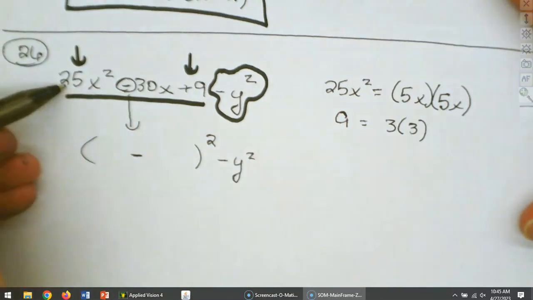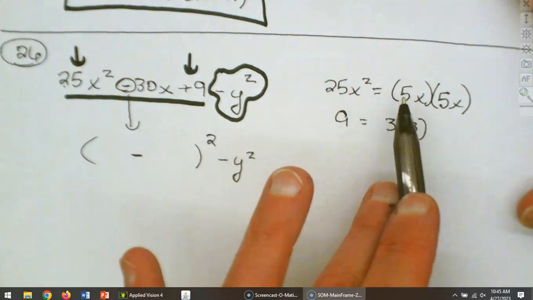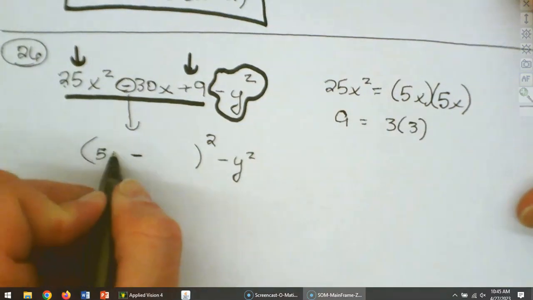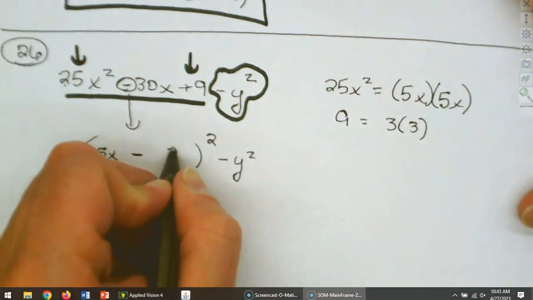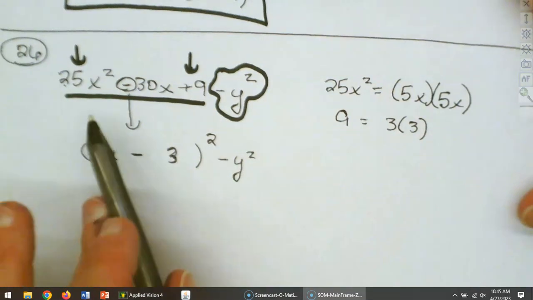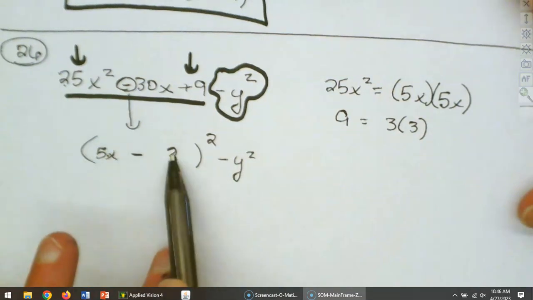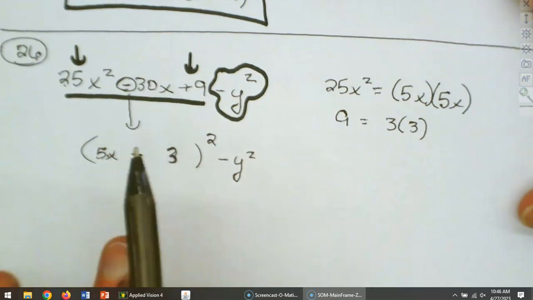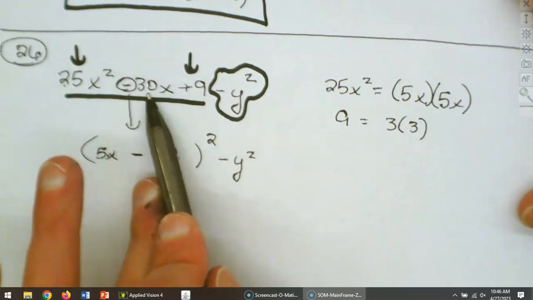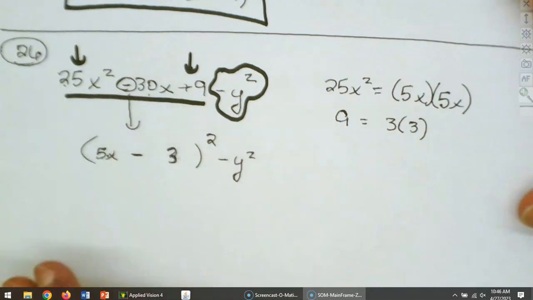And we found out that 25 was a perfect square of 5. So that makes it a 5x. And then what about the 9? 9 is a perfect square of 3. So that is then going to break down into 5x minus 3. Now, double check. 5 times a negative 3, negative 15. Double it, you get the negative 30. So we know it works.